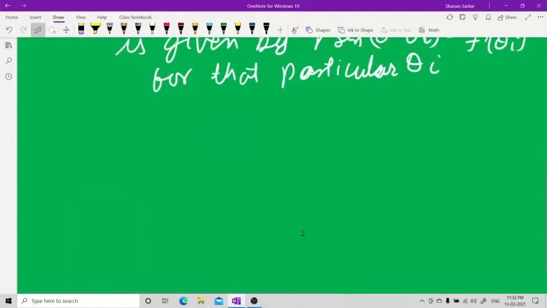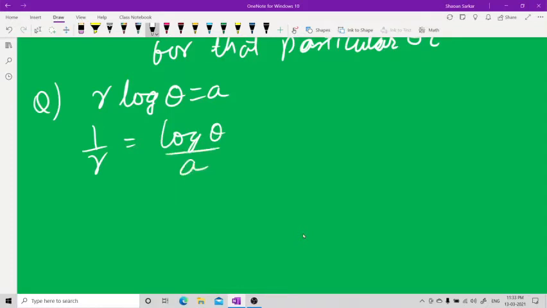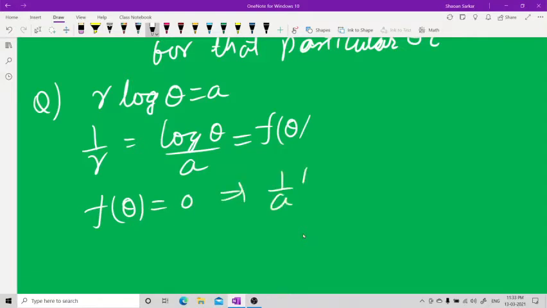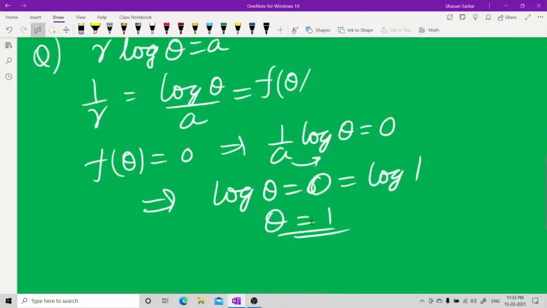Then you will understand. Now the first question is r log theta is equal to a. So 1 upon r is log theta by a, and this is nothing but f theta. Put f theta equal to 0. That means 1 upon a log theta is equal to 0. This implies log theta is equal to 0, which is log 1. That means theta is equal to 1.